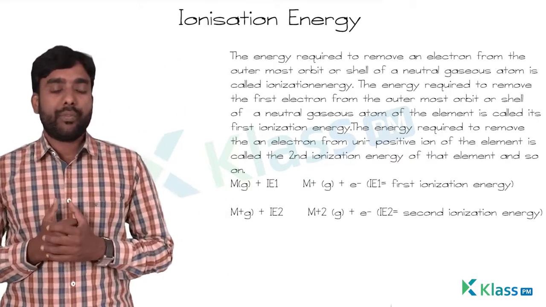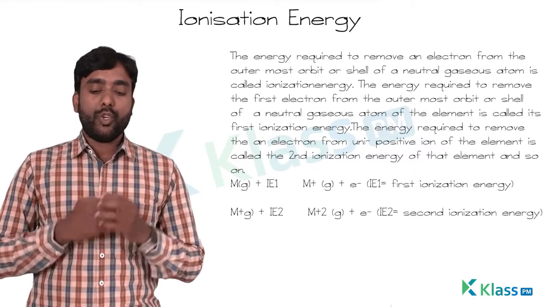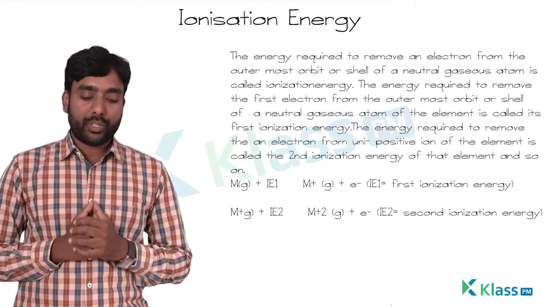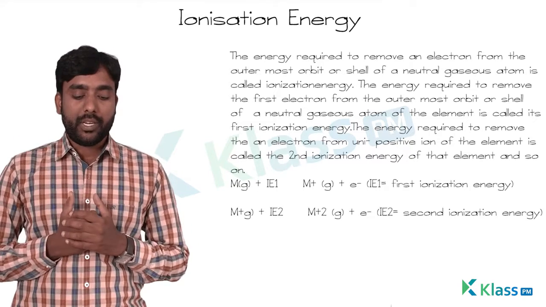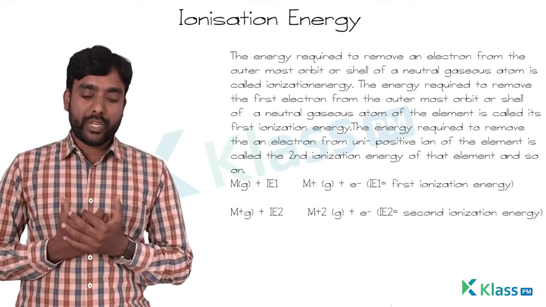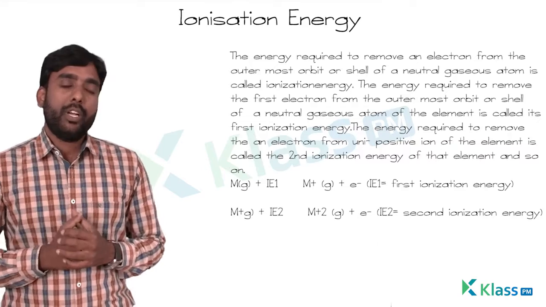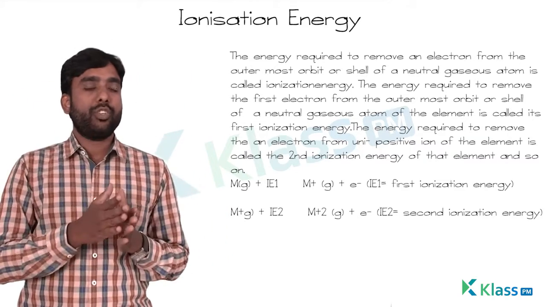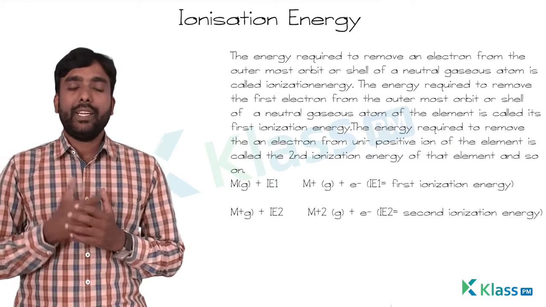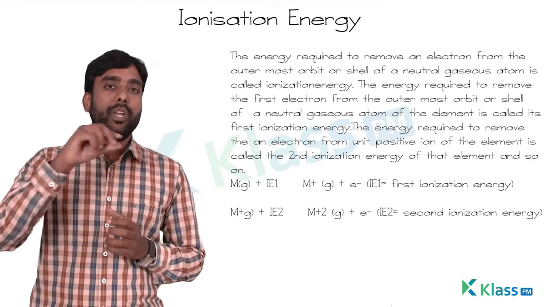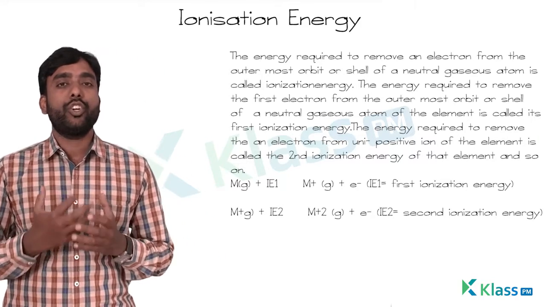This is the way we define the amount of energy required to remove an electron from uni-positive, dipositive, or tripositive ions of the elements in the gaseous state, called secondary, tertiary, and quaternary ionization enthalpies respectively. To remove an electron from a uni-positive ion is secondary ionization energy. From a dipositive ion is tertiary ionization energy. From a tripositive ion is quaternary ionization enthalpy.